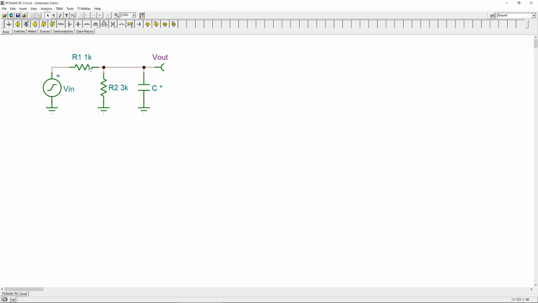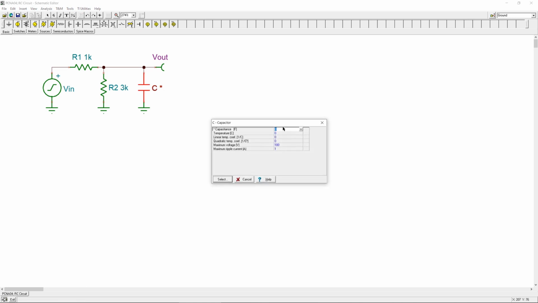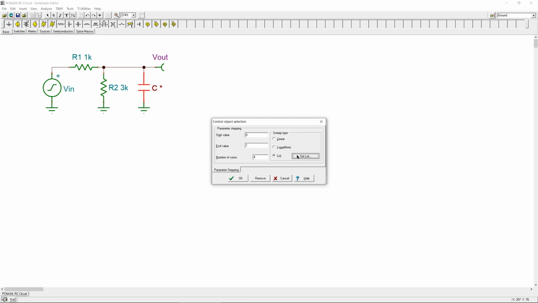Okay, R1 was 1 kilo, R2 was 3 kilo, and the capacitor here has an asterisk because we have 4 cases. If I look at the control object and click on it, I already prepared this list. You can see the first parameter 0 farads, 1 pico, 1 nano, 1 micro. I can of course add a new one, or you can also say 1 milli, but then you have 5 cases, and I'm interested in these 4 cases. So let's remove the last one and then say OK and then OK.